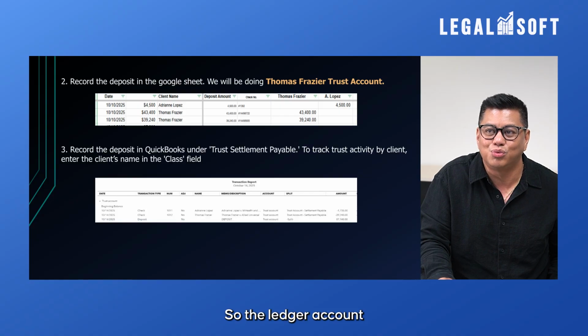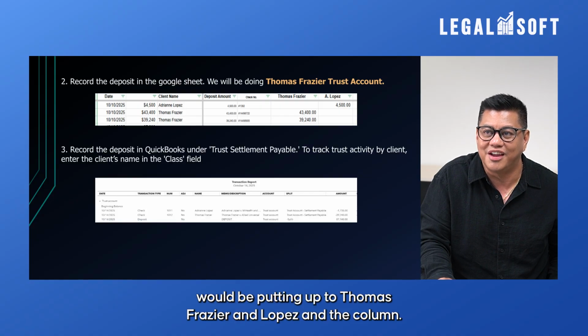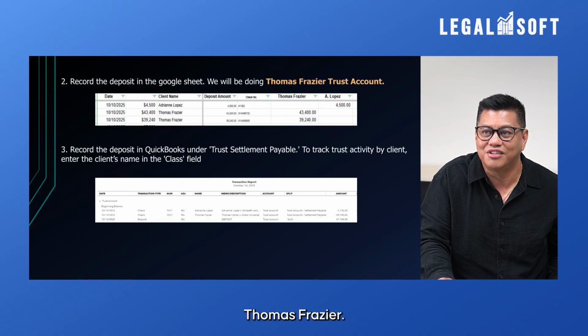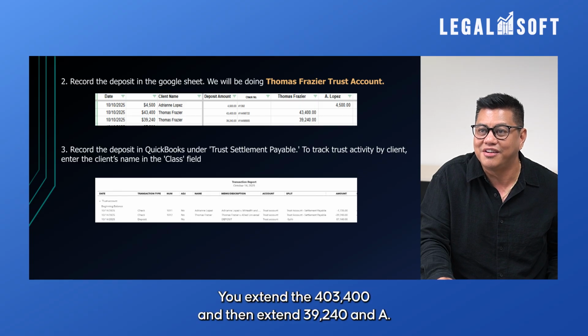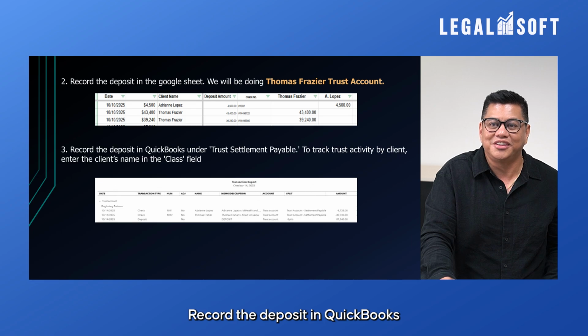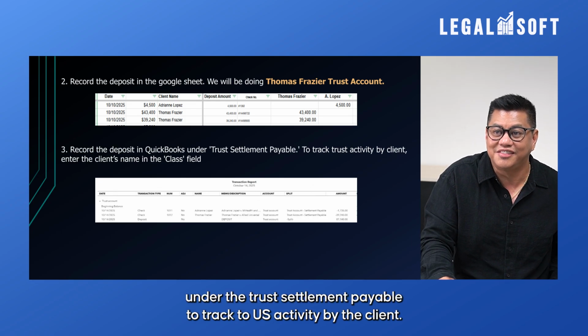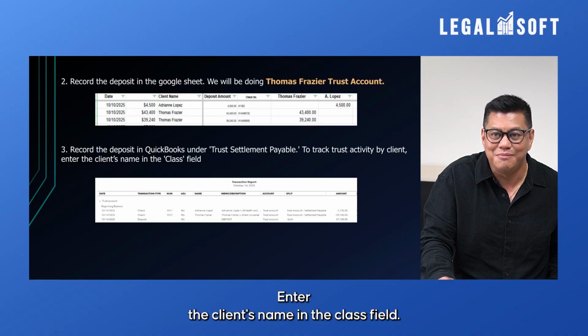So the ledger account would be put up for Thomas Prizer and A. Lopez. And in the column Thomas Prizer, you enter the 43,400 and then you enter 39,240, and A. Lopez at 45. Record the deposit in QuickBooks under the trust settlement payable. To track trust activity by the client, enter the client's name in the class field.